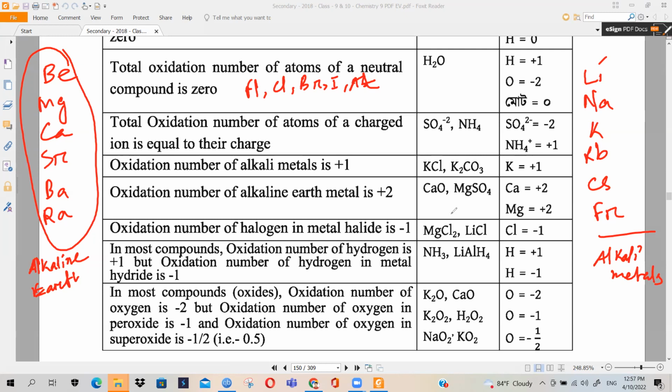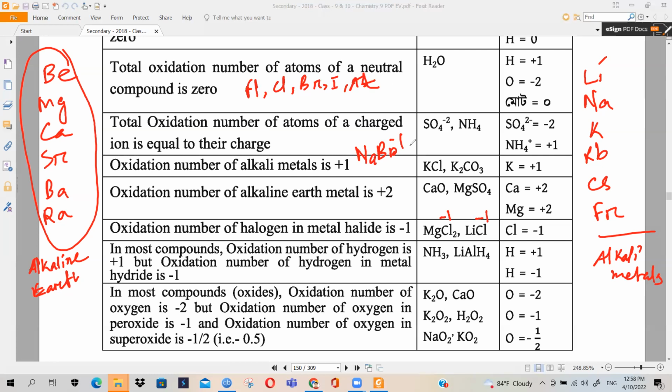Say in the case of magnesium chloride, the oxidation number of chlorine is -1. Lithium chloride, the oxidation number of chlorine is -1. Same with sodium bromide, the oxidation number will be -1 as well. In most compounds, the oxidation number of hydrogen is +1, but the oxidation number of hydrogen in a metal hydride is -1.